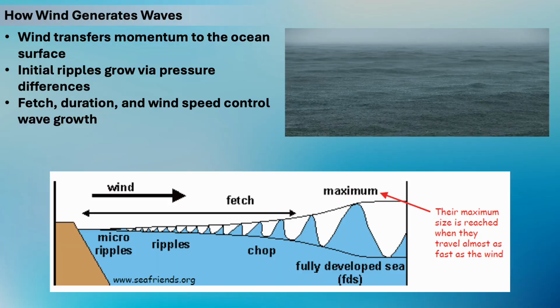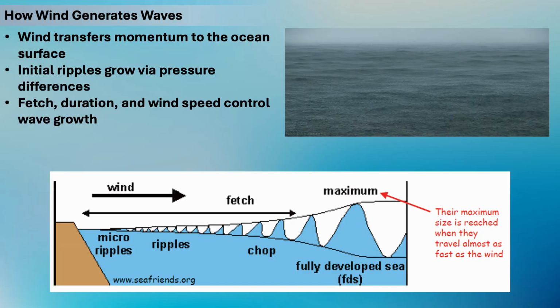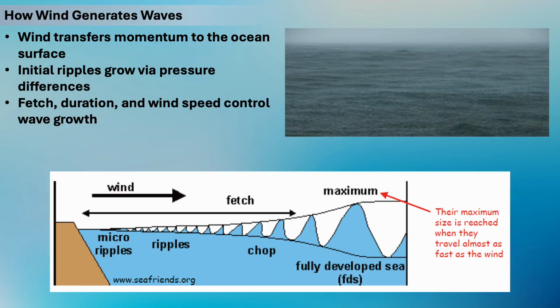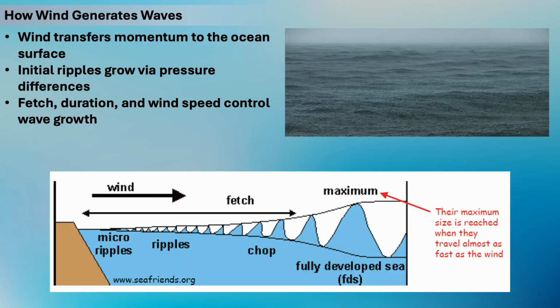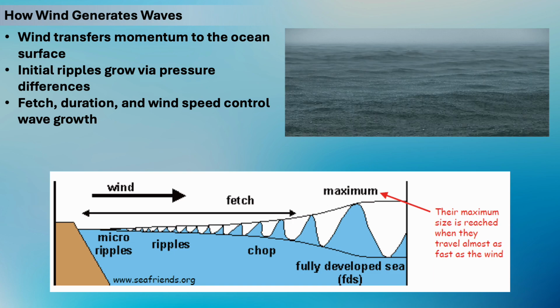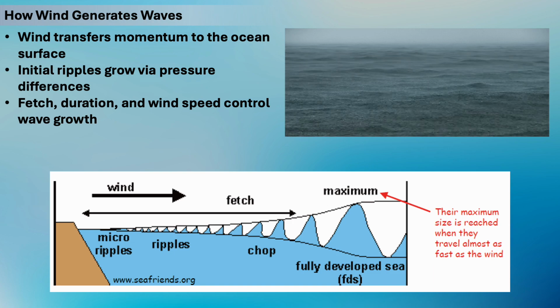These variables control how large waves can become: wind speed, wind duration, and fetch, which is the distance over which the wind blows in a constant, uninterrupted direction. Wind duration is the length of time that wind blows. Strong winds over short fetch produce smaller waves than moderate winds sustained over long fetch.